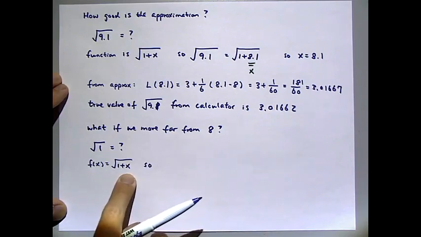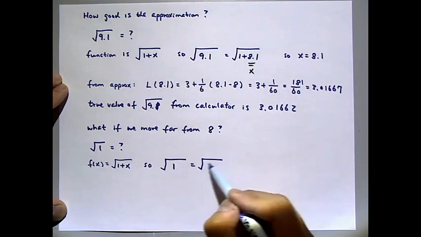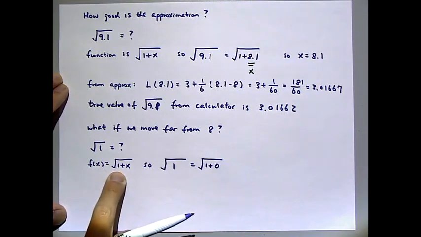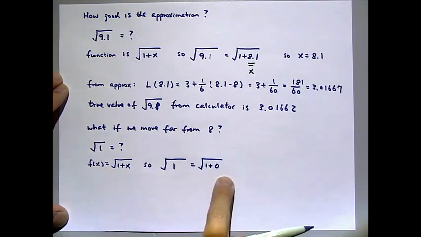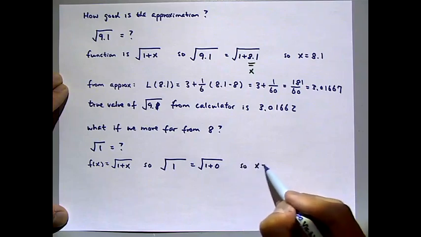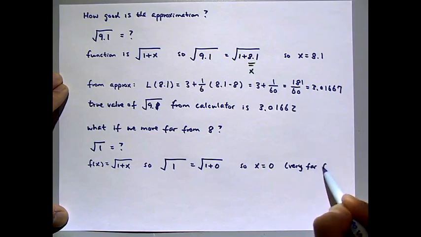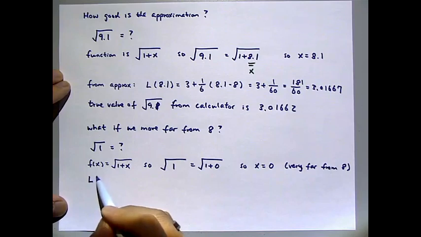Don't forget what the function is that we're basing the entire thing on. The function is 1 plus x under root. If you want to know radical 1, this means that your x is actually 0. Which is very far from 8 compared to 8.1, right? So we expect the approximation to be pretty bad. Let's see what the approximation tells us.